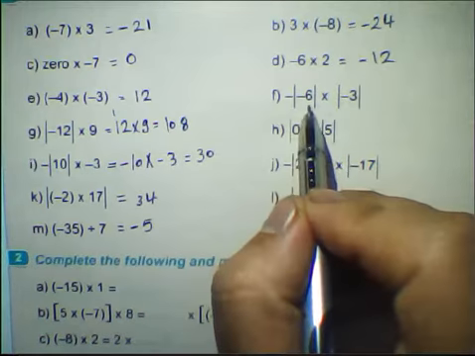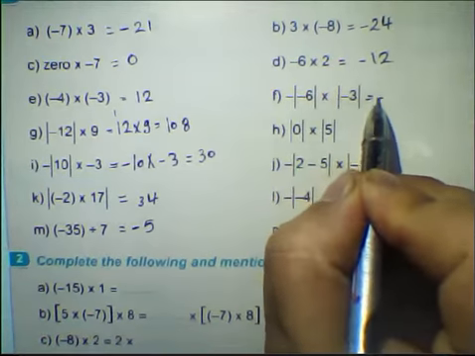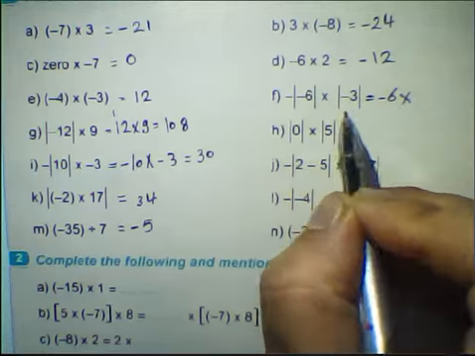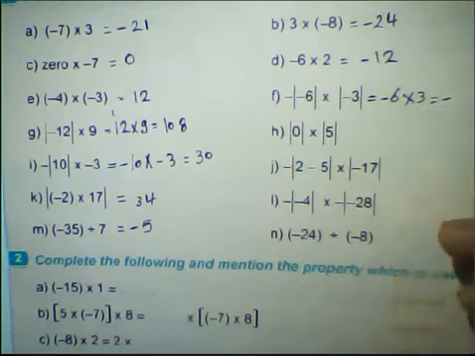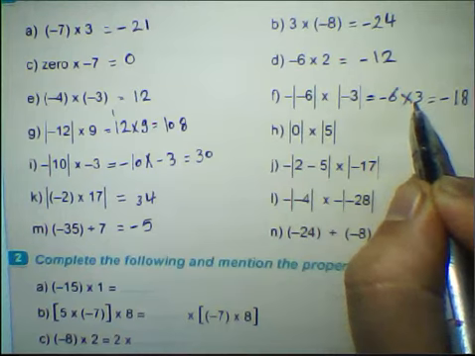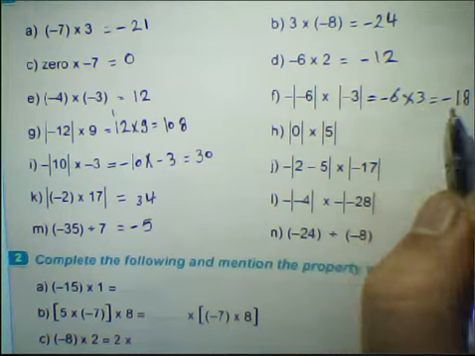Negative, the absolute value of negative 6 equal negative 6. Multiply the absolute value of negative 3 equal 3. So the result will be negative 18. Negative multiply positive equal negative. 3 times 6 equal 18.